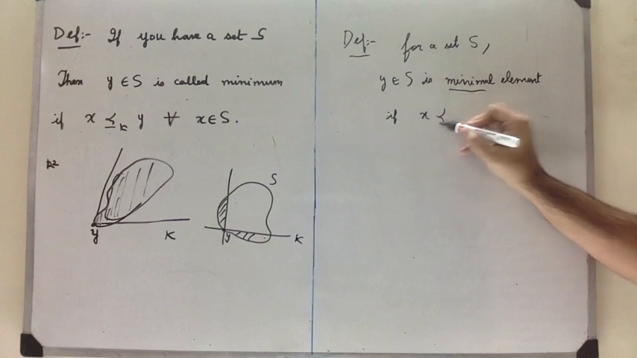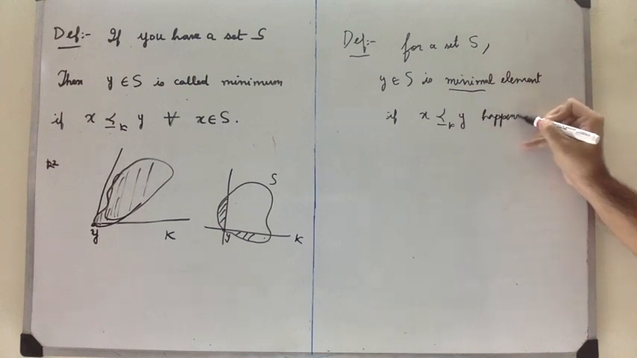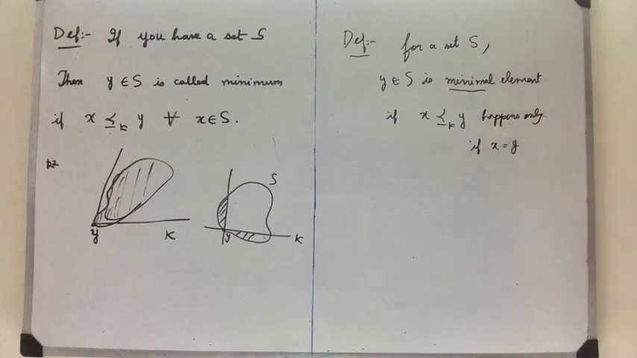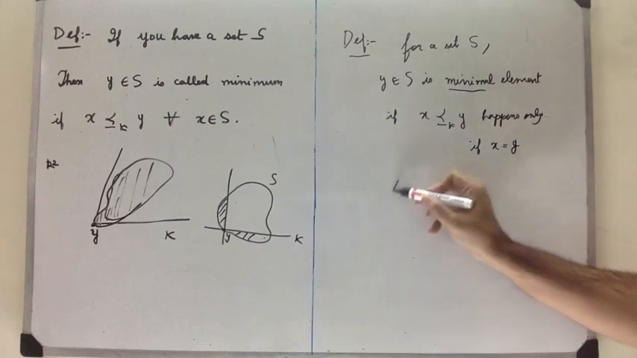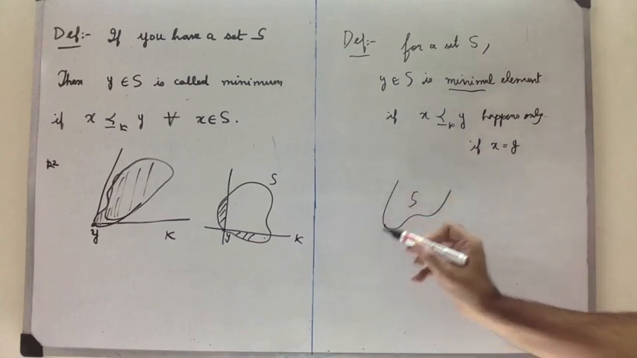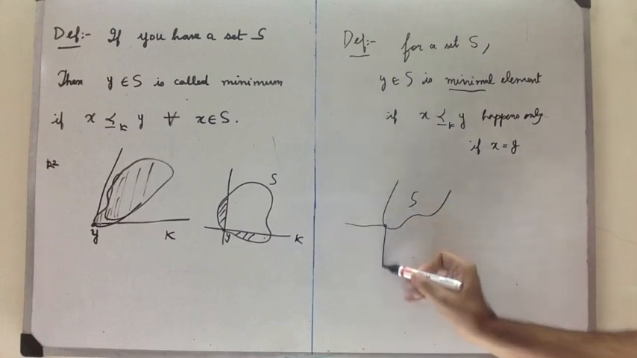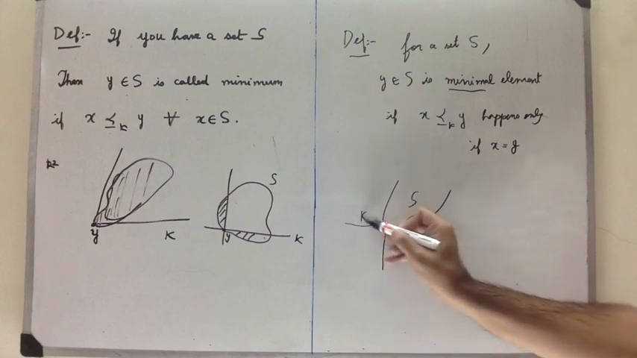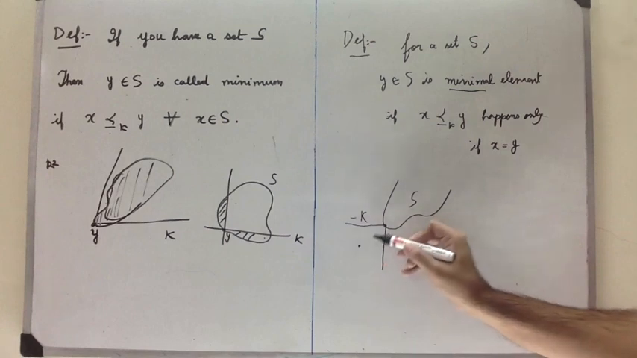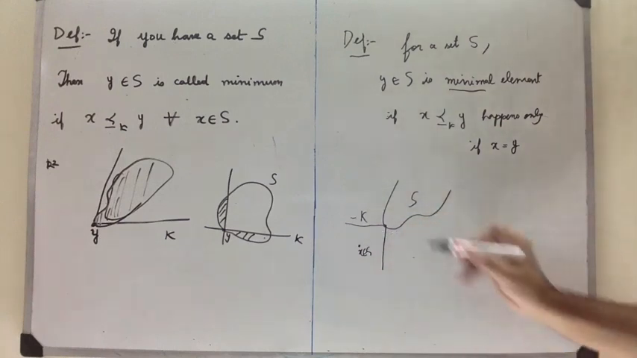X less than or equal to Y happens only if X equal to Y. So in order to visualize this, again you could have some set S, and what this means is that, if this is your negative cone K, there's no element X of S which is less than or equal to Y.